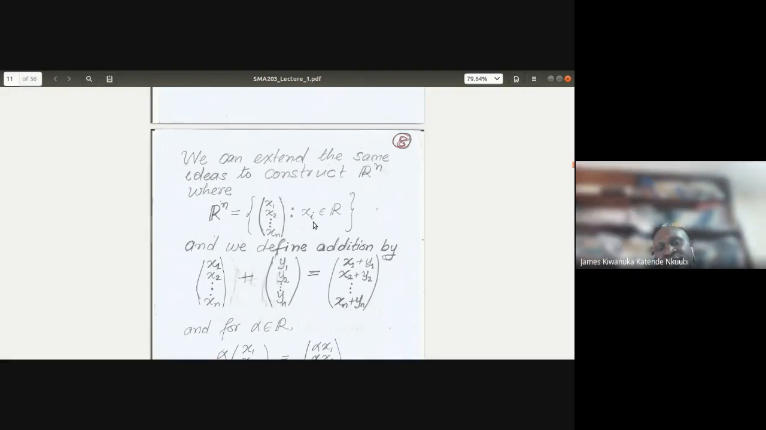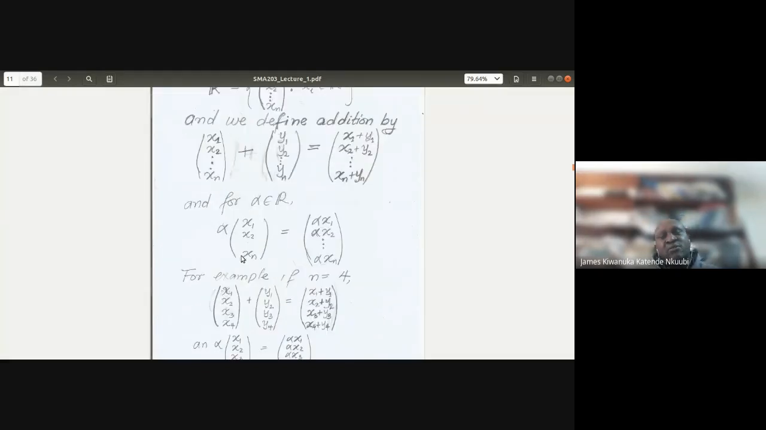And we require that each entry is a real number because we want a vector space. So each entry must be a real number. We define addition in Rn as follows. It's similar to what we did in R2 and R3. Just add the corresponding components. So this would be x1 plus y1, x2 plus y2, all the way to xn plus yn.